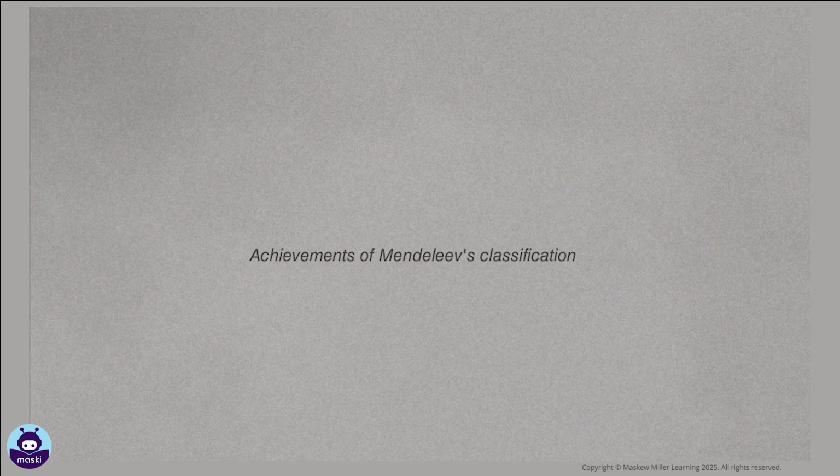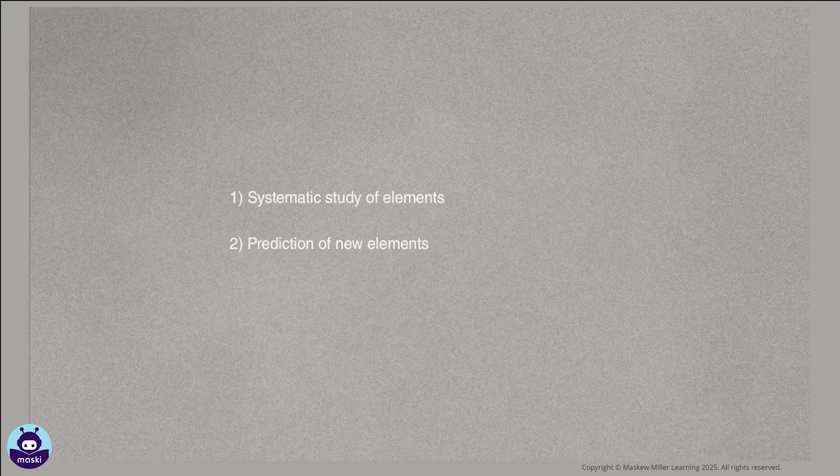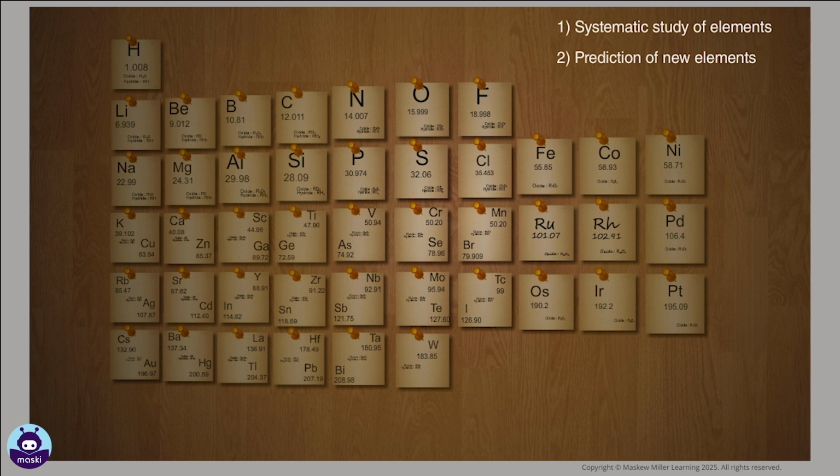Achievements of Mendeleev's classification. Systematic study of elements. Prediction of new elements. Elements having same properties are grouped together. Hence, it becomes easier to remember the properties of many of the elements in a systematic way. Mendeleev predicted the properties of missing elements from the known properties of the other elements in the same group. Gallium, which was not discovered at the time, was named Eka aluminium. Similarly, germanium was named Eka silicon, and scandium was named Eka boron.